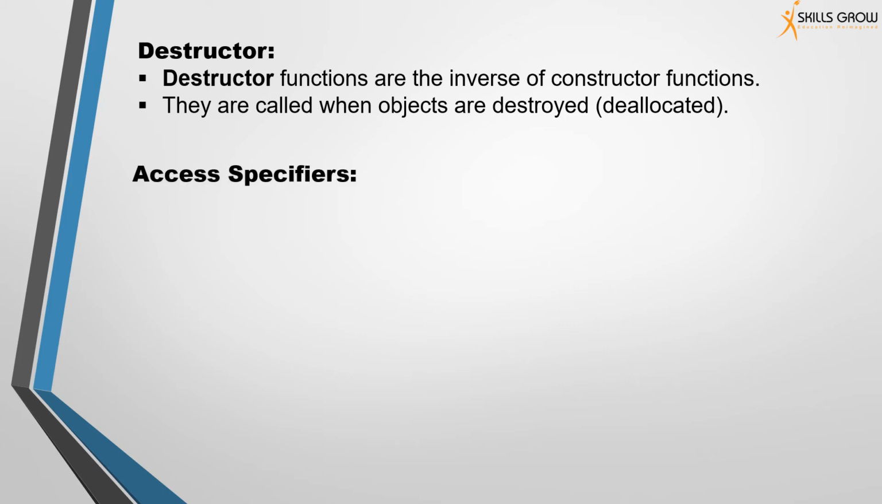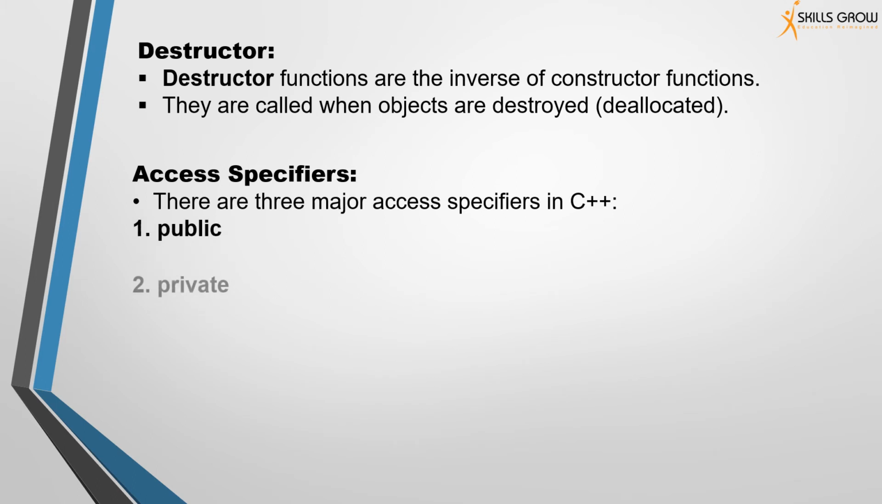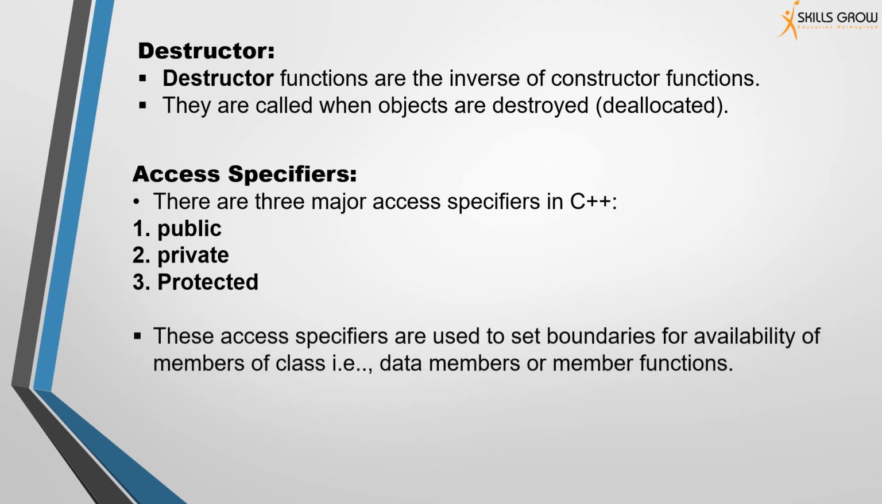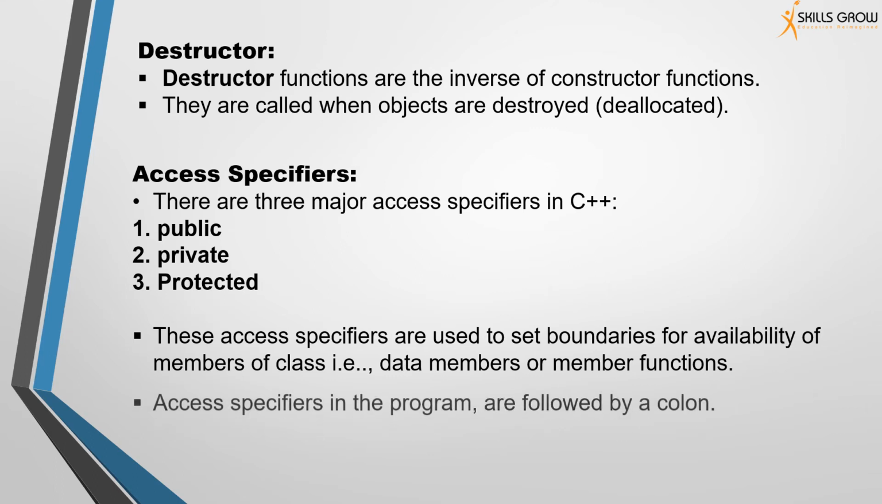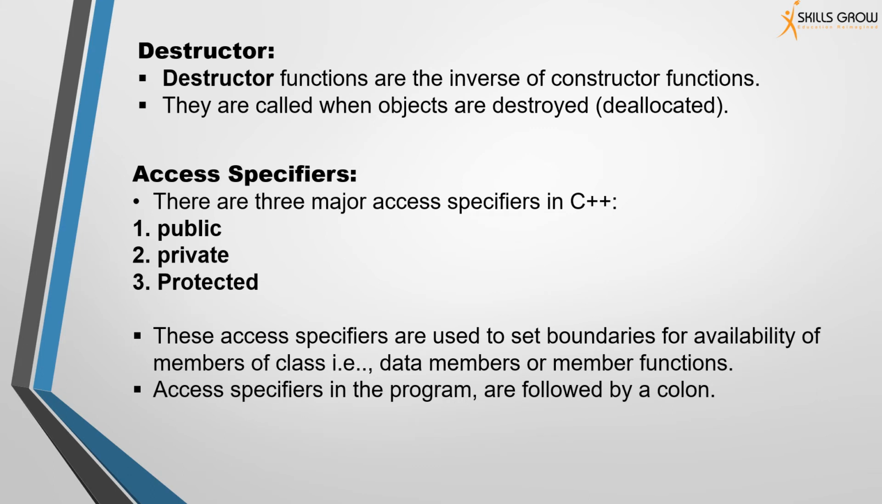The access specifiers. There are three major ones: public, private, and protected. These access specifiers are used to set boundaries for the availability of members of a class, that is, data members and member functions. Access specifiers in the program are followed by a colon. Example, public with a colon, and private with a colon. There is a separate module named access specifiers in C++ in this course, where we can learn more about them.